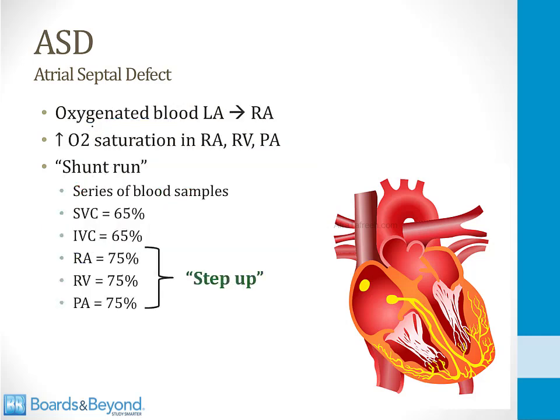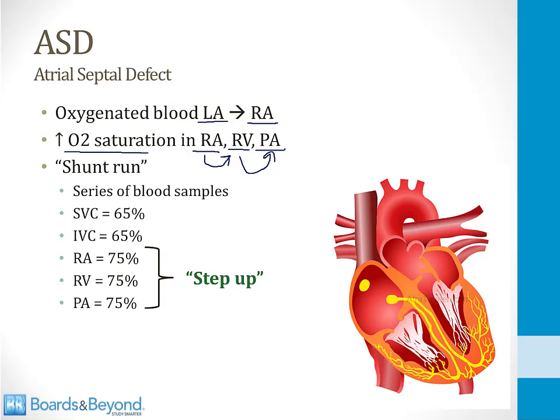Another consequence of an ASD is that oxygenated blood will travel from the left atrium to the right atrium. This will raise the oxygen saturation in the right atrium, and then that blood in the right atrium will go to the RV and raise the oxygen saturation in the RV, and then that blood goes to the pulmonary artery and raises the oxygen saturation in the pulmonary artery.